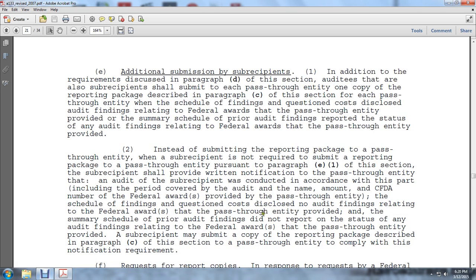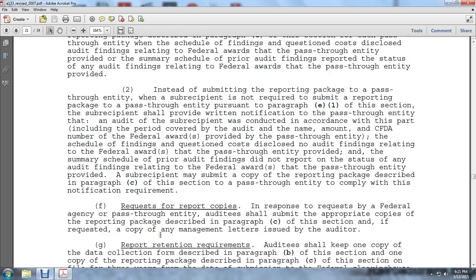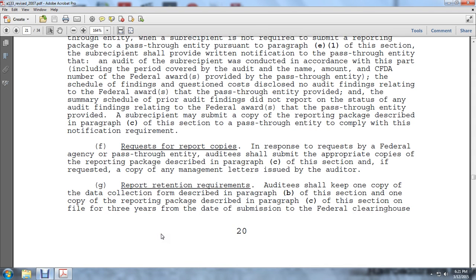the federal awards passed through by the entity, provided that the summary schedule of prior audit findings did not report on the status of any audit findings relating to the federal awards passed through by the entity, and provided that the subrecipients must submit or comply with the reporting package described in paragraph C of this section for the pass-through entity to comply with the notification requirements.